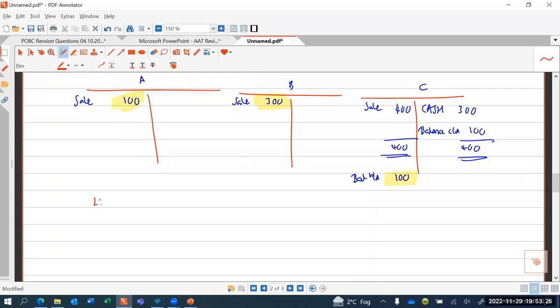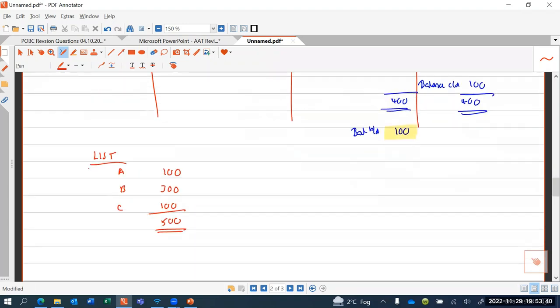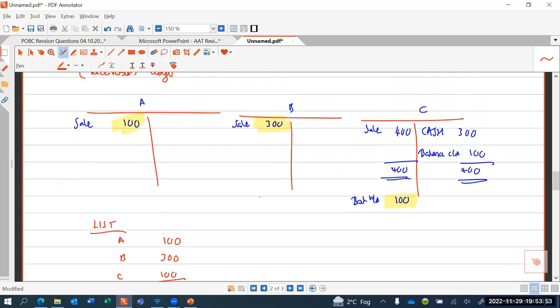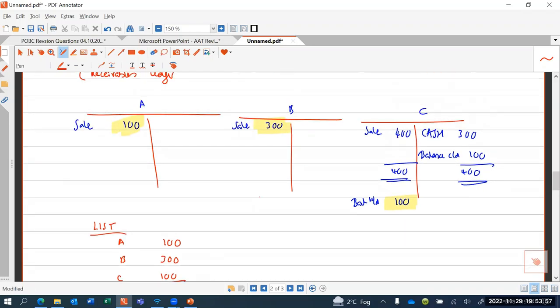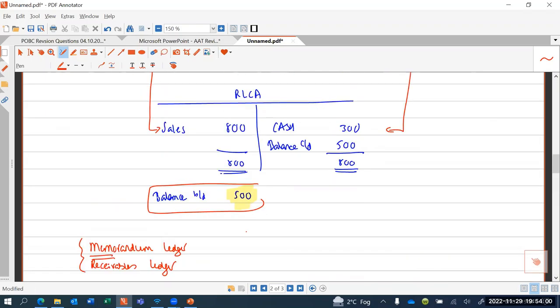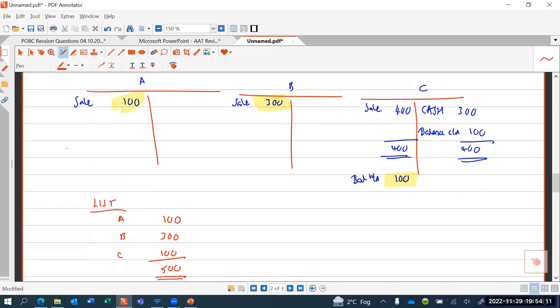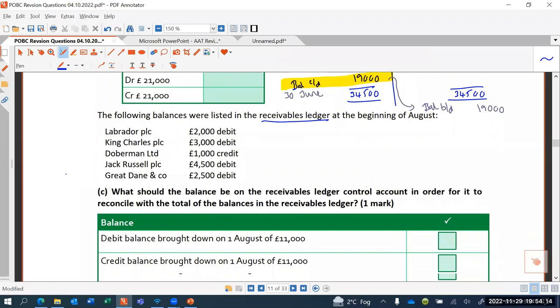So when I make my little list here to say A, 100, B, 300, and C, 100, they do indeed total 500. And that's what I'm always hoping for, that the amount in my list or my receivables ledger will equal the receivable ledger control account, because I'm doing exactly the same thing in both. The only difference is here I'm doing one invoice and one cash payment at a time, and here I'm putting everything in total, but I am doing exactly the same thing. Okay, so because this is a revision session, just adding in all that bit of extra detail now. Having done that, hopefully this question is a bit nicer.